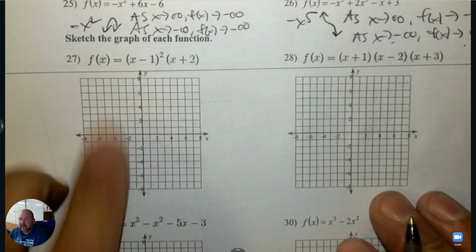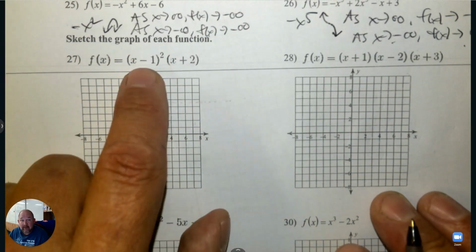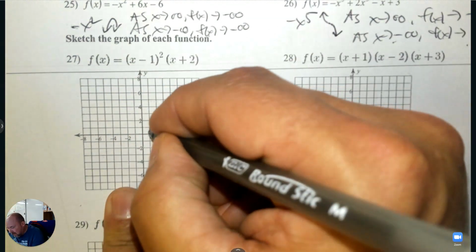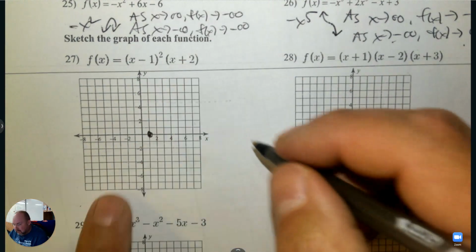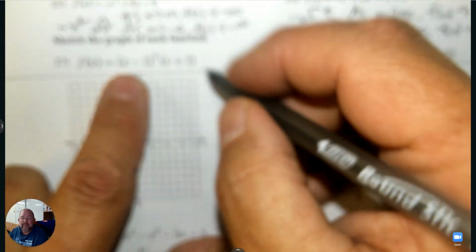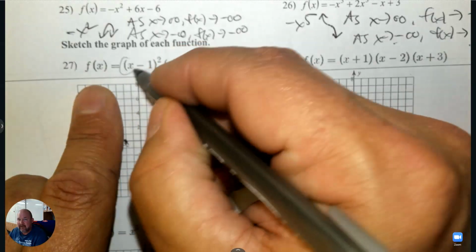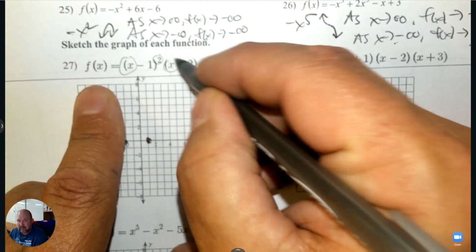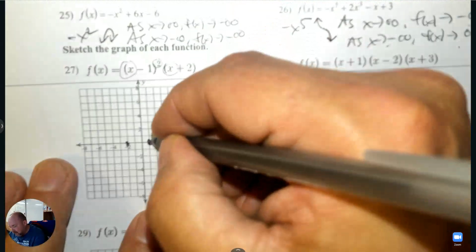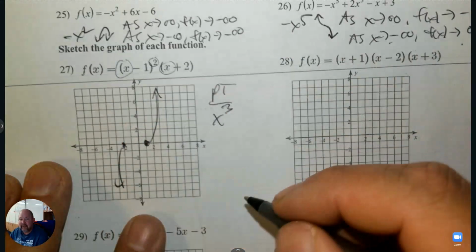How about some graphing? So sketch each graph. I love when it's already factored. Beautiful. So we have a 0 at positive 1 and it bounces. We have a 0 at negative 2 and it crosses. If I ask you about the end behavior, I need the power term. That's x squared times x. So the power term, if I multiply it out, is x cubed. That means the right end goes up and the left end goes down.